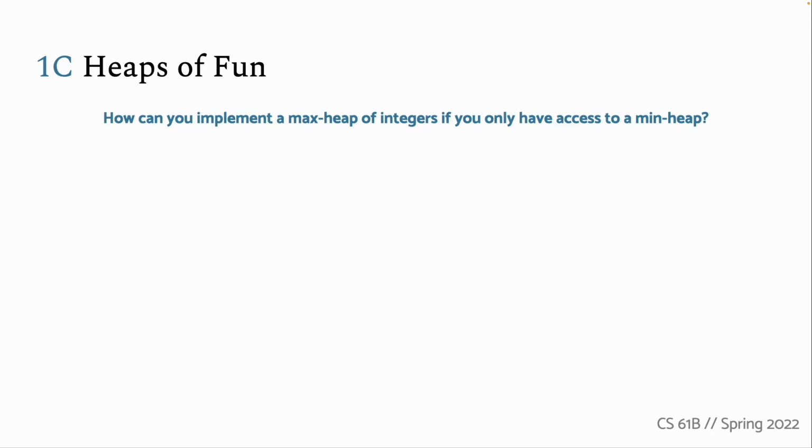Now, how can you implement a max heap of integers if you only have access to a min heap? This is an algorithm design question, so I think it's kind of fun.